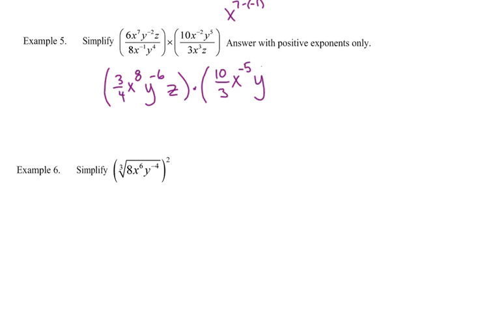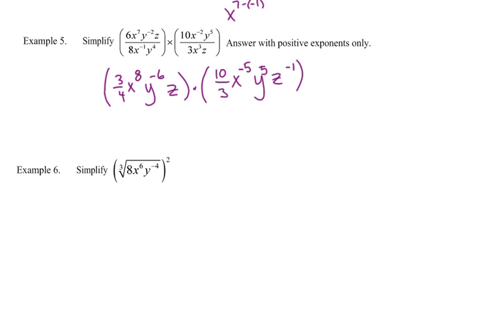Y to the 5. It's okay. And bring the z to the numerator, because we're just trying to have everything on the numerator, instead of writing all divided by z. Z to the negative 1. So just brought it to the numerator. Yeah, we're not done.